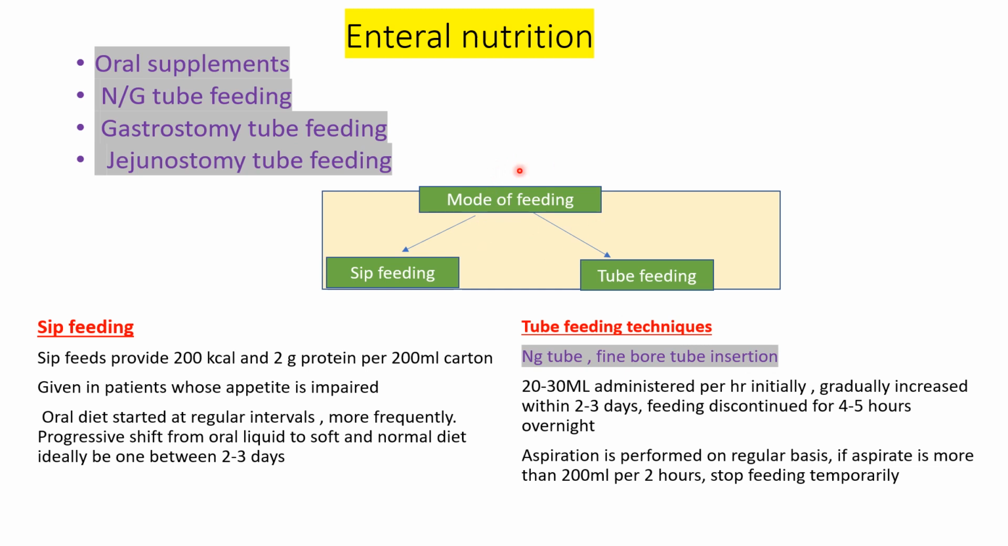If you have the mode of feeding, it's either sip or tube. So in tube is where you have fine bore, you have NG tube. So you can read this for more information.